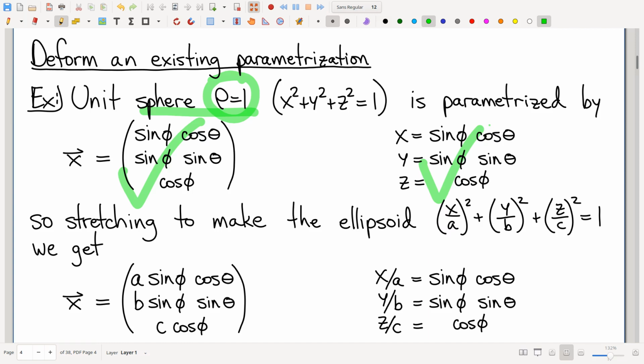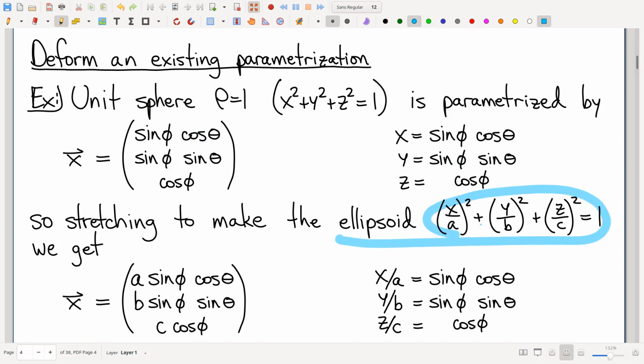Now here's where it gets challenging. Let's suppose you wanted to parameterize an ellipsoid. How would you parameterize this thing? That's going to be weird, right? I mean, you could technically solve for rho. It'd be not nice, but you could, right?